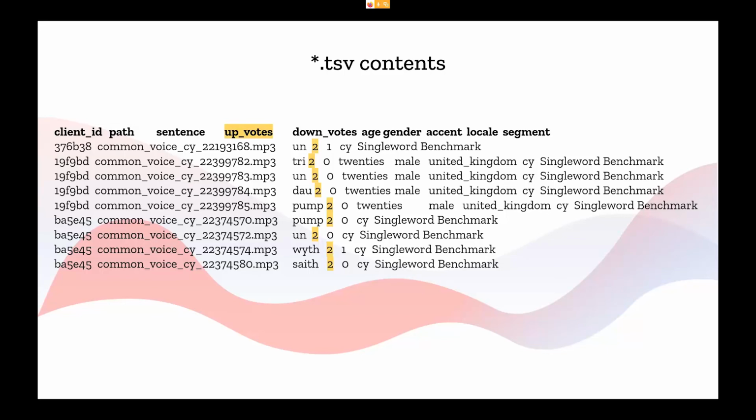But here you get more fine-grained information. So we've got the number of upvotes, which has to be at least 2, and the number of downvotes. If you want to be really strict, you can throw out all of the data with any downvotes, but I wouldn't really recommend that. And then we have some information on demographics.